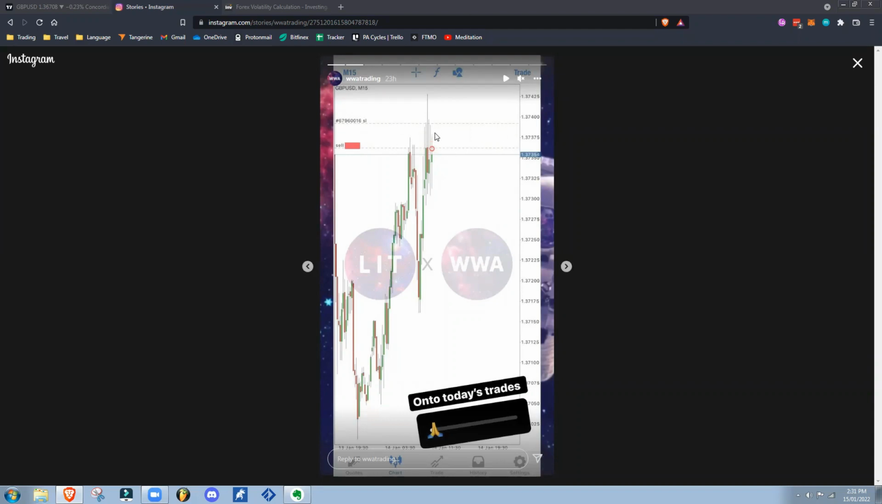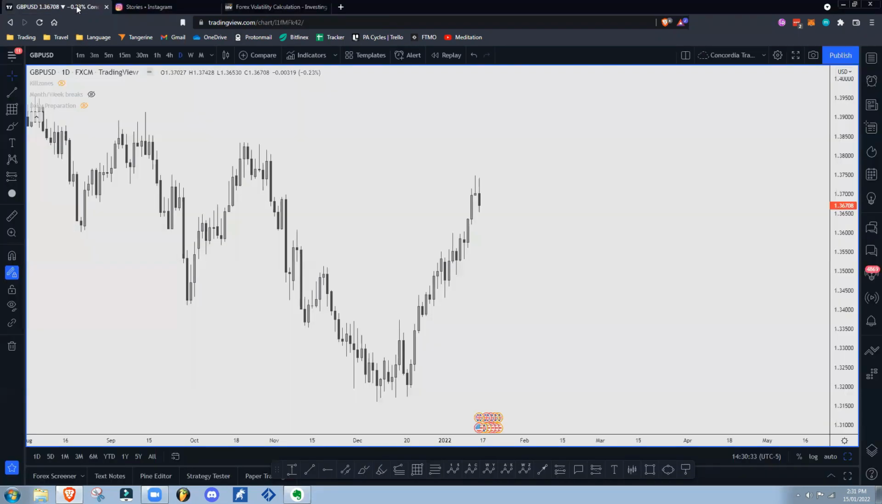Their stop was up here, actually, just above that wick. Okay, cool. Yeah, so this is what the trade was on GU shorts. And yeah, let's go into it. So basically, let's start out from the daily.